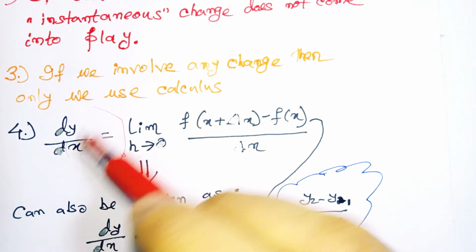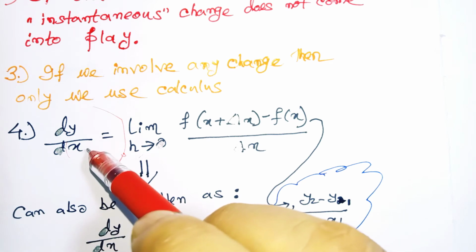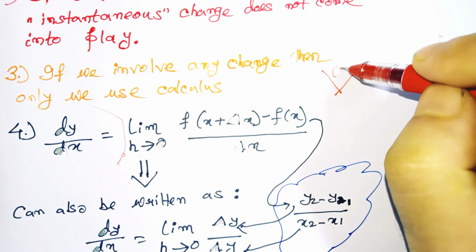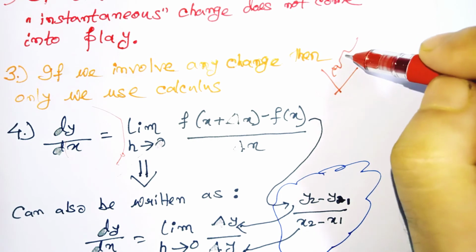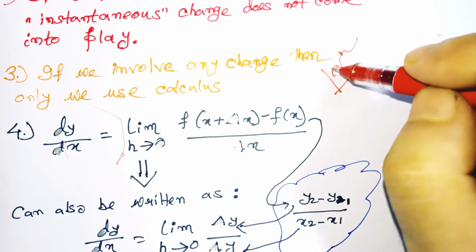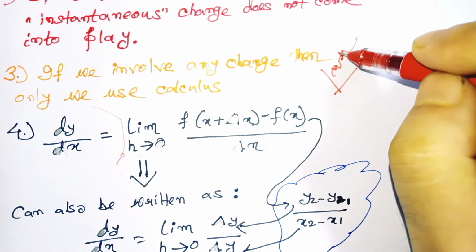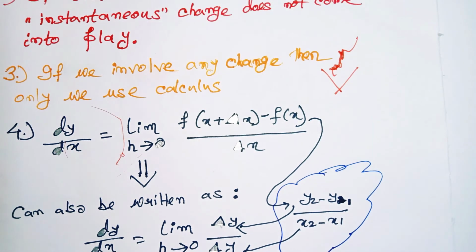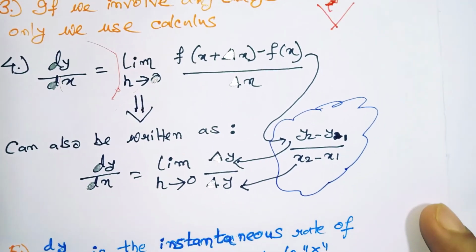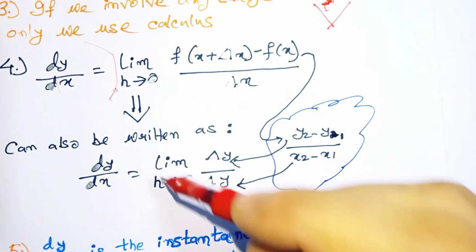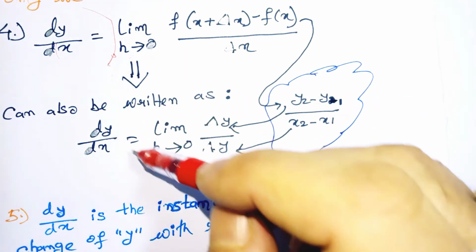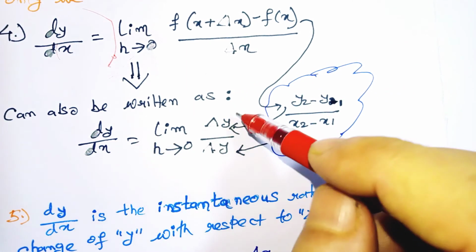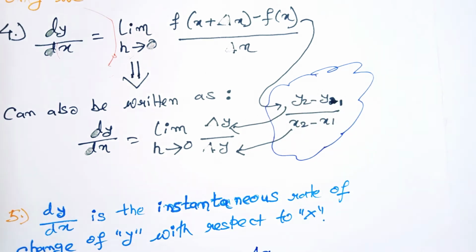Instantaneous rate of change. Why? Because we are picking up a single point in the graph. Remember this one. We are picking up just a random point, and we don't have another point. So we are making the point closer and closer to this. So this particular notation, limit of x, can also be written as dy by dx, limit of h moving towards 0, because this part is basically y2 minus y1.